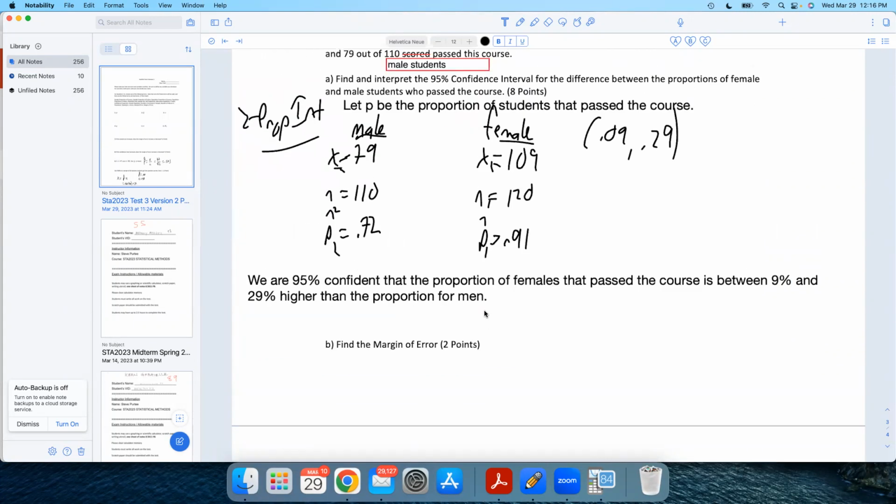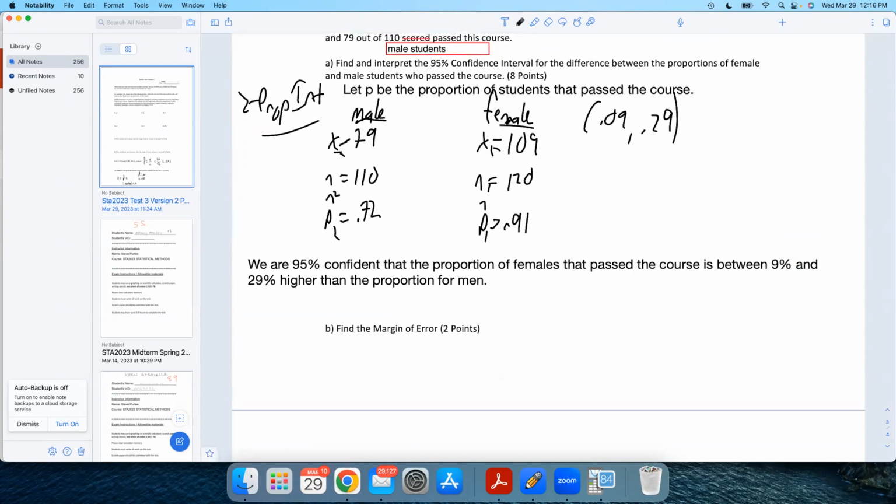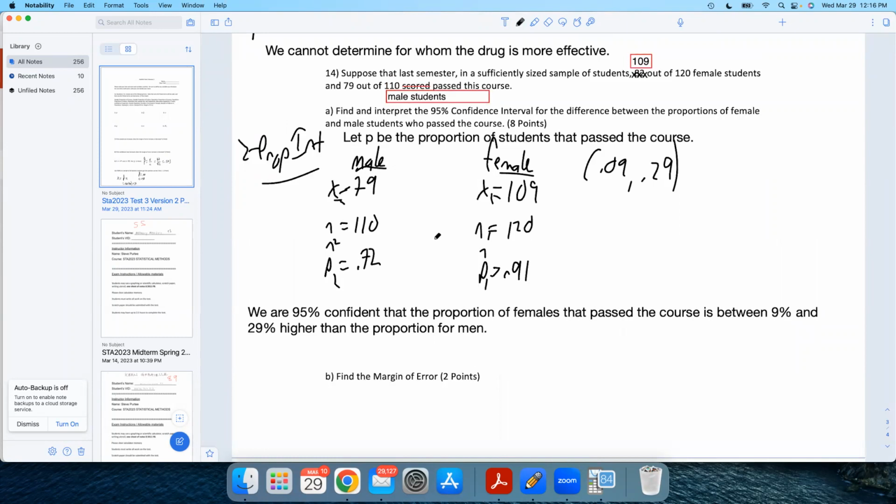Now let's find our margin of error. Again, we could do it the long way, but the long way on these 2 prop intervals is really long. We don't want that. The short way is high minus low over 2. So 0.29 minus 0.09 over 2. Or if I'm going to use percentages, I could use 29 and 9, then my answer I would have to write as a percentage. I'm just going to use the decimals here.